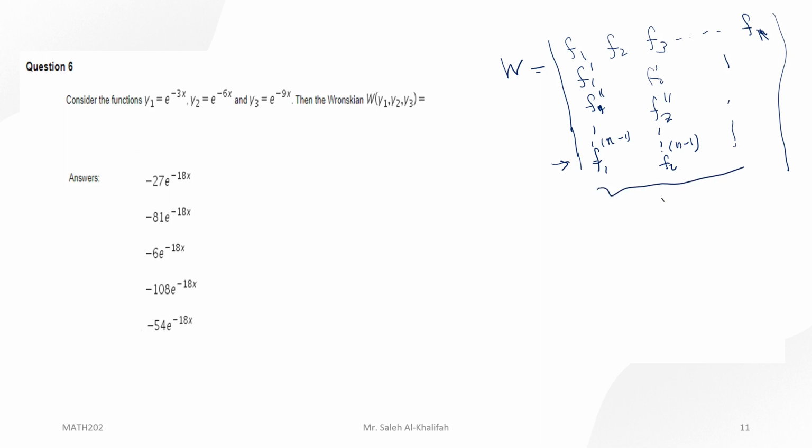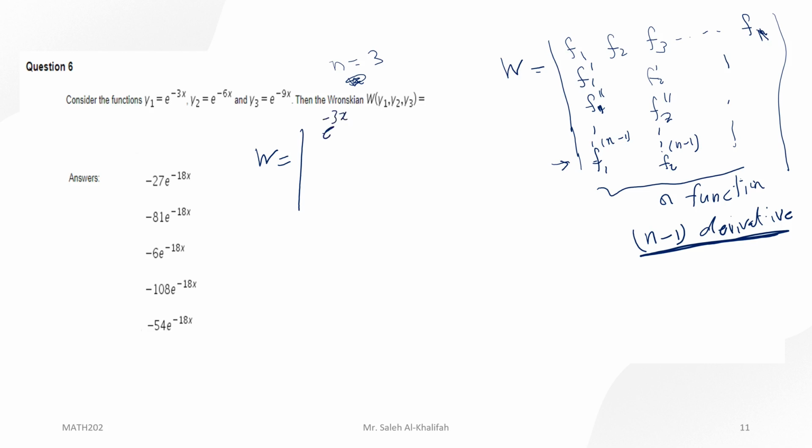If we have n functions, here we have three, we go up to the n minus 1 derivative, which is the derivative we stop at. So here n equals 3, three functions, and the derivative we stop at is the second derivative. So W equals: e to the negative 3x, first derivative minus 3 e to the negative 3x, and 9 e to the negative 3x. Here e to the negative 6x, minus 6 e to the negative 6x, then 36 e to the negative 6x. Then e to the negative 9x, minus 9 e to the negative 9x, then 81 e to the negative 9x.